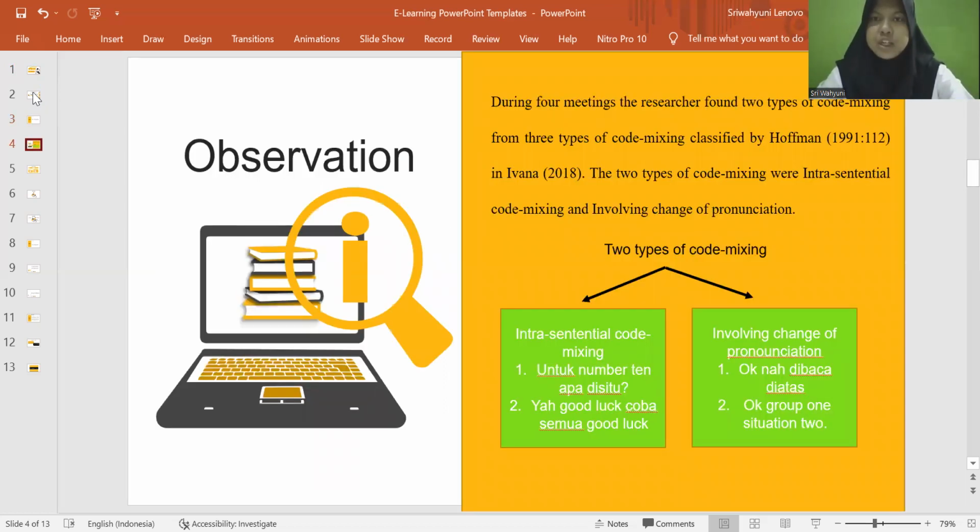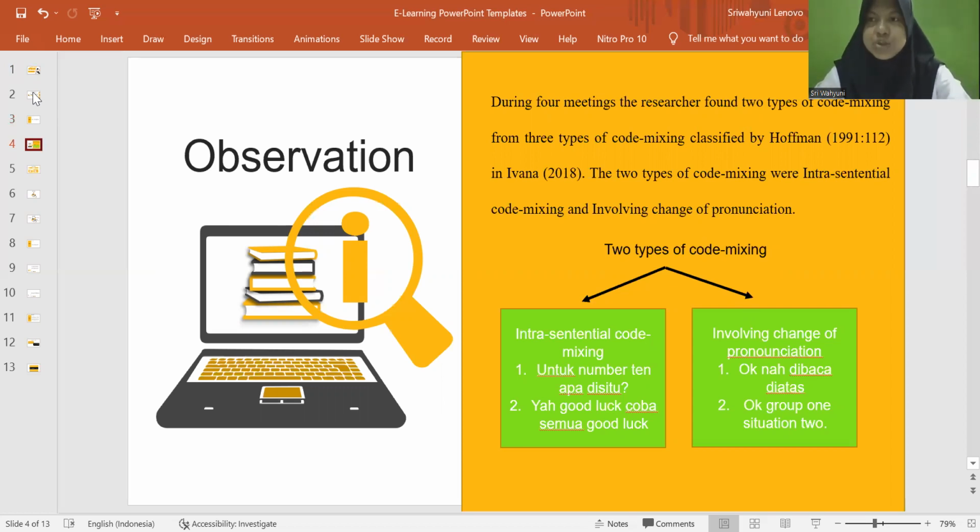So, observation. During 4 meetings, the researcher found 2 types of code mixing from 3 types of code mixing classified by Hoffman in 1991 in Ivana 2018. The 2 types of code mixing were interstitial code mixing and involving change of pronunciation. I would like to explain the 2 types of code mixing.